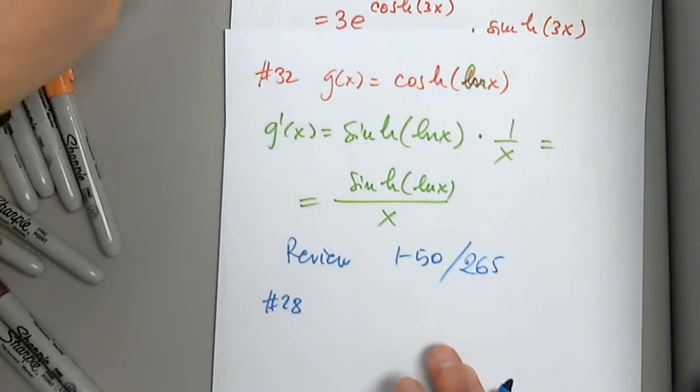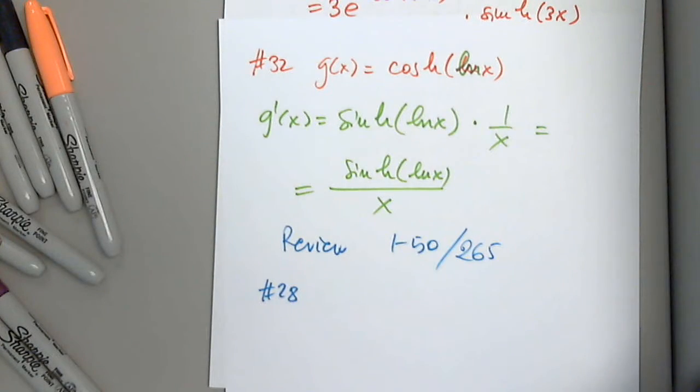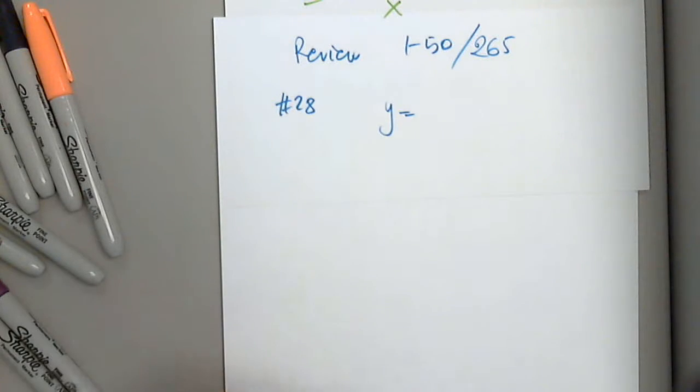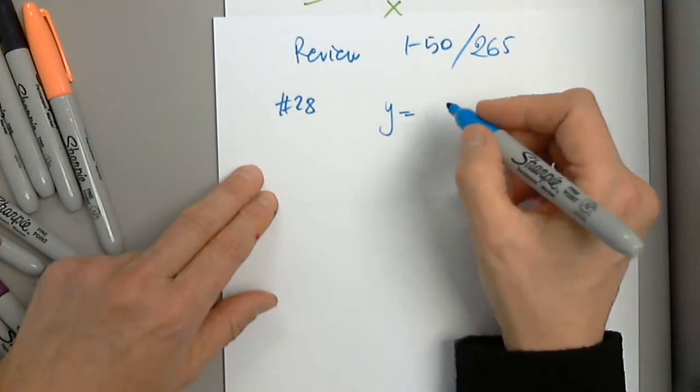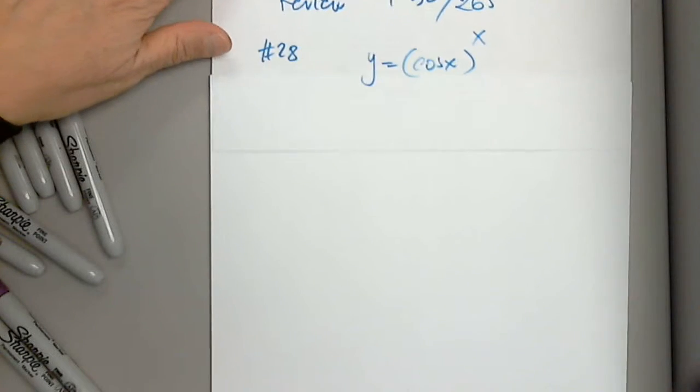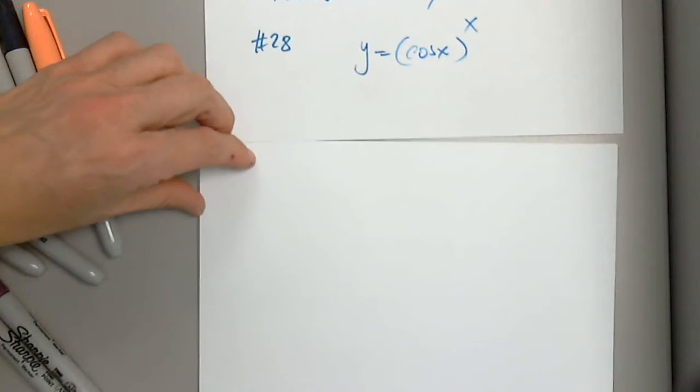Oh, and I forgot 42. I wrote 42 in there from the previous one, and I forgot. Oh, I see why I forgot, because it's hyperbolic tangent inverse. We don't need extra formulas. We're fine with what we have. So y equals, in 28, cosine x raised to x. We're asked to find y prime. Any suggestions, any tips for us? How do we start?